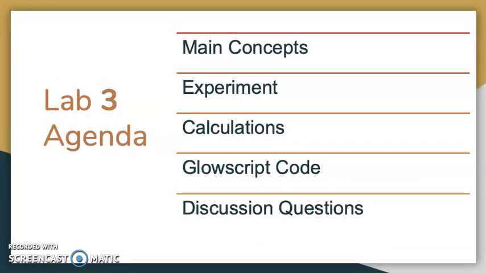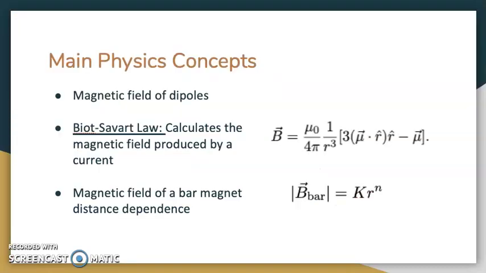In this lab video, I'm first going to go over the main concepts used in the lab, the experimental procedure, the calculations, and GlowScript code, followed by the discussion questions. The main physics concepts used in this lab were knowing what the magnetic field of a dipole was and utilizing the Biot-Savart law, which is the law that calculates the magnetic field produced by a current, and then using the magnetic field of a bar magnet distance dependence relation, which is shown to the right.